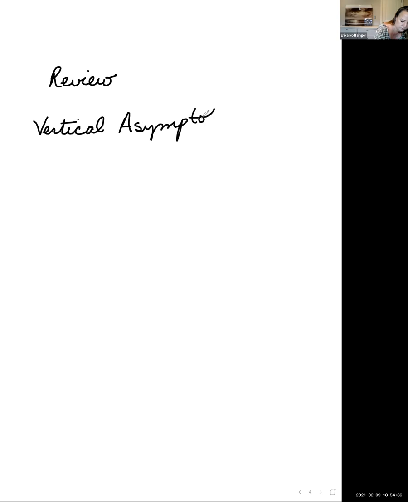So I just kind of want to review what a vertical asymptote is and what a horizontal asymptote is. So this is some review. Okay, so a vertical asymptote. Let me just give you a picture of what a vertical asymptote could do.